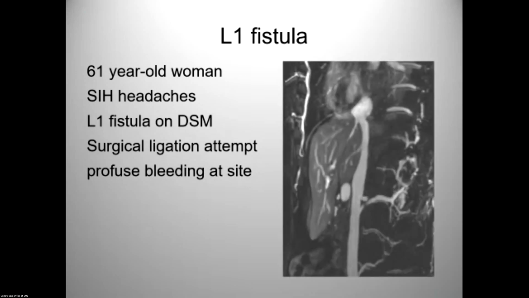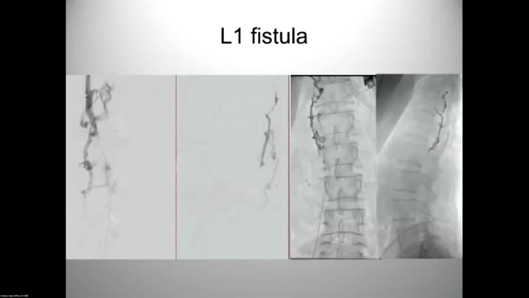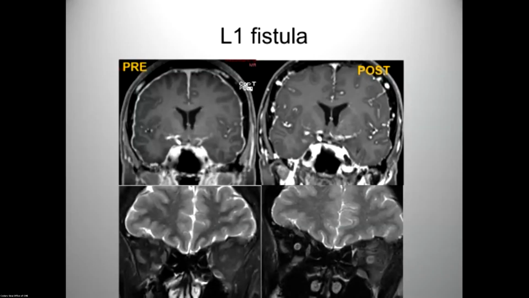But again, I got the MR venogram and wanted to see how the supply was because L1 sometimes is tricky. So we saw from the vena cava a supply around L3. And then we were able to put the catheter up through the cava and then super selectively go into that L3 and track it up to L1. She did quite well. I have the pre and post images showing the resolution of pachymeningeal enhancement and optic nerve reconstitution of fluid in the nerves.